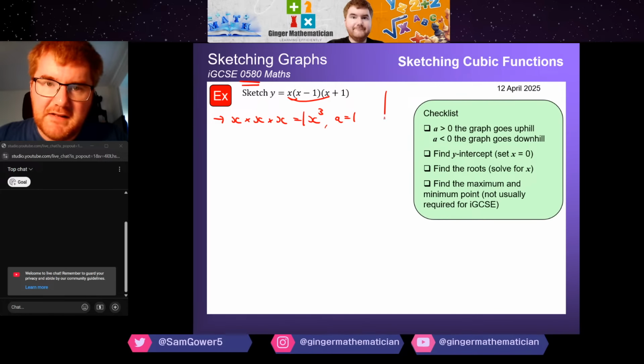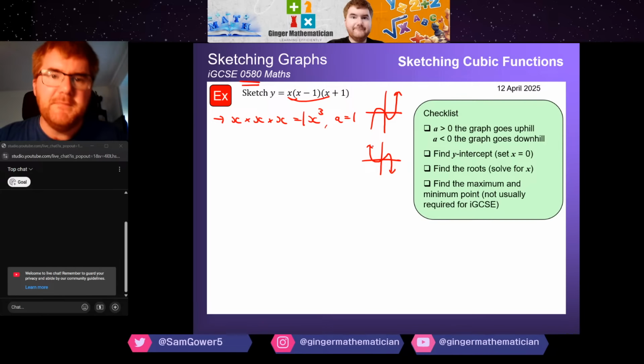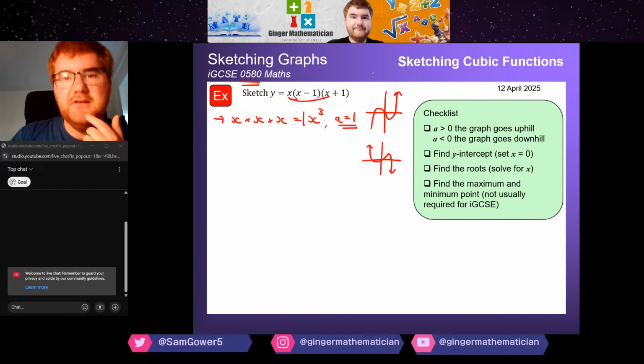So what do I mean by this? A general cubic has two different shapes. Either it goes this way, or for a negative, it goes this way. And because a is equal to positive 1, it's going to have this general shape here. Okay, so that's what I mean by going uphill.